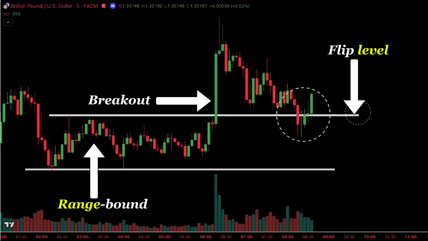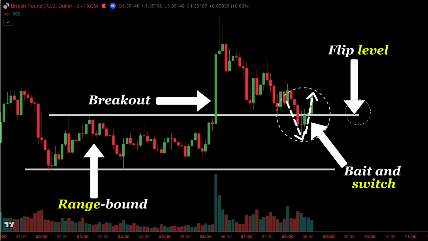When price returns to this level, it breaks below it briefly and then closes back above. This is a bait and switch. It traps sellers and signals that the market is likely to continue higher.